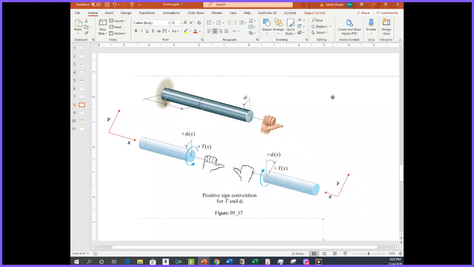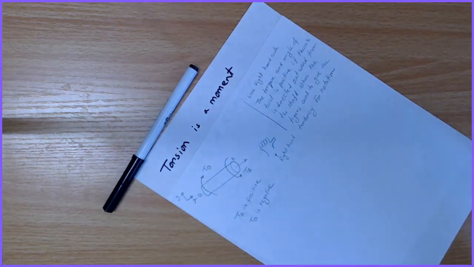Similarly, if I take another shaft and this shaft is rotating in this direction and my x is positive on the left side, then this torque is positive and this angle of twist is also positive. Let me simplify this one.